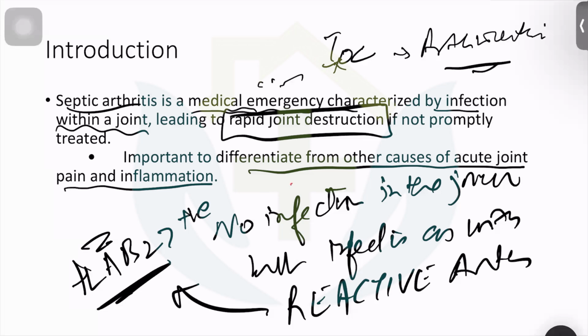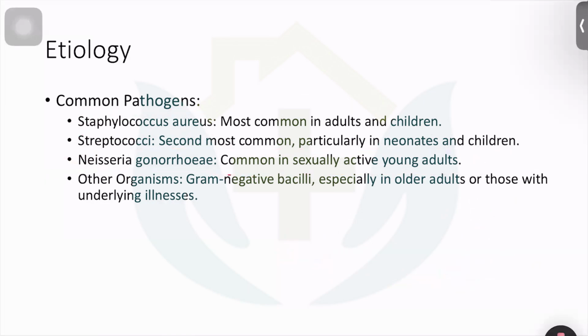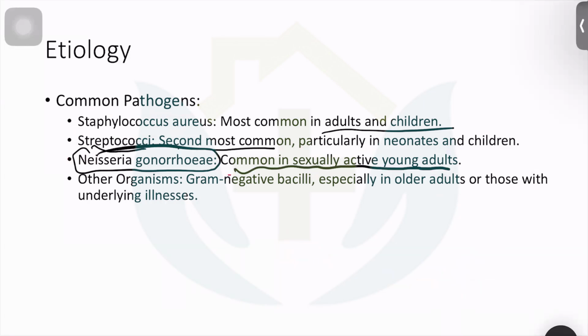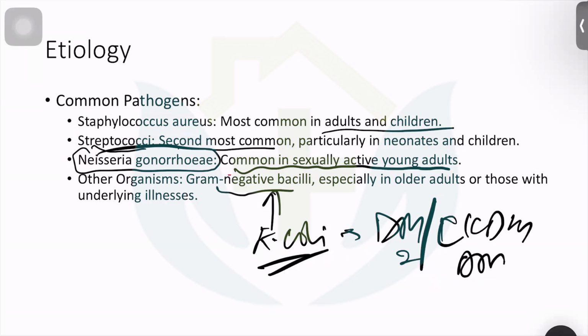Aspiration. Arthrocentesis, yes. Which are the common pathogens? Staph aureus is the most common cause in adults and children. Streptococci is the second most common. Neisseria gonorrhoeae, usually seen in sexually active young adults. Other bacteria like gram-negative bacilli like E. coli are seen usually in patients with uncontrolled diabetes, CKD, on dialysis, and so on and so forth.